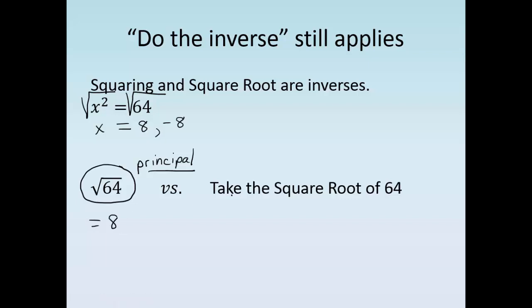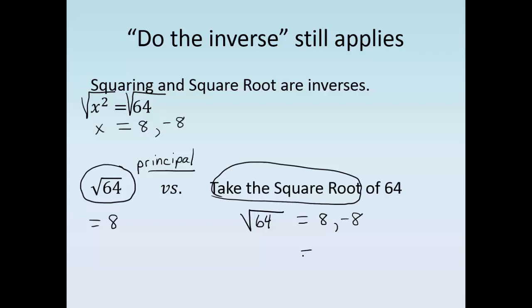However, if you are supposed to take the square root yourself and it isn't pre-printed, you decide to put a square root into the problem, you need to give all the possibilities, and that could be 8 or negative 8. You can also write those two solutions this way. We call that the plus or minus symbol for obvious reasons.